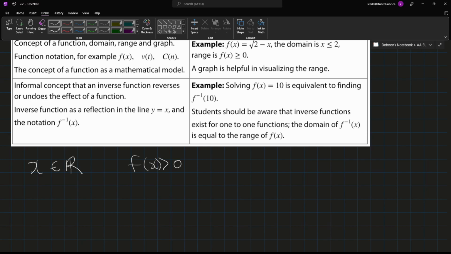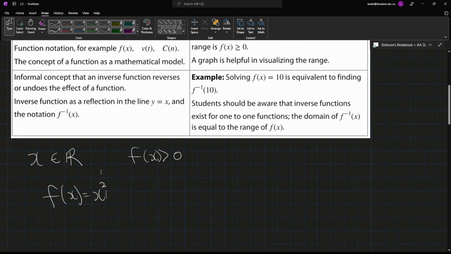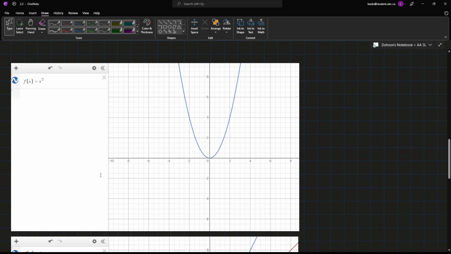Consider a function f of x equals x squared. This function can take all inputs but only produce positive or 0 as outputs. That's why I wrote the domain as x is an element of all real numbers and f of x is greater than or equal to 0.